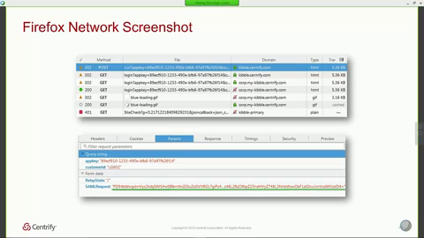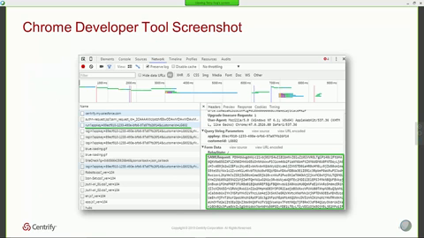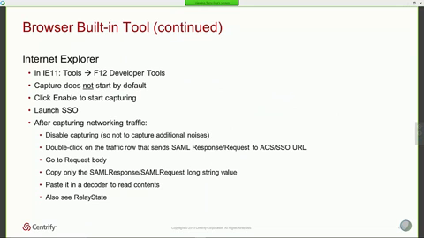Now Chrome has its own, of course. Navigation might be slightly different, but it's pretty much the same. You bring up the developer tools. For Chrome, it's always capturing, so you don't have to start the capture explicitly. Then you launch single sign-on, and it will capture the good stuff. Here's another screenshot of the Chrome developer tool. As you can see on the left side, you will see the IDP login URL or ACS URL. When you click on it, it will show you the SAML request and SAML response, which is also in that encoded string.